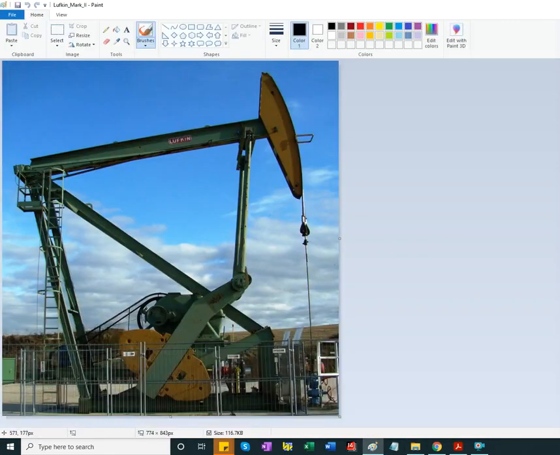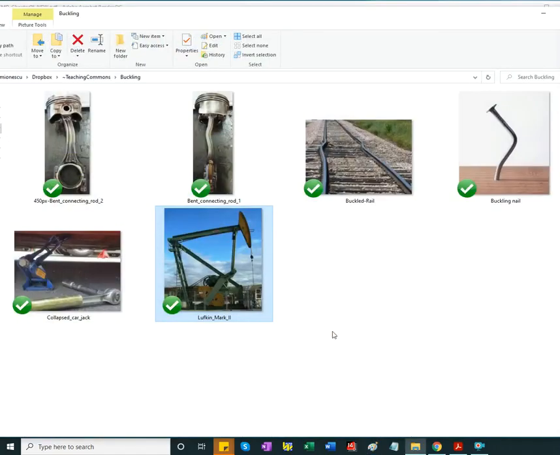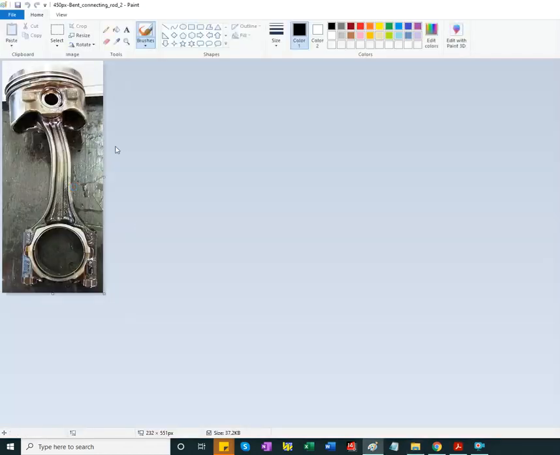An example of application where we have slender elements in compression would be the Mark II pump jack. And in order to lift the sucker rod, which can be hundreds if not thousands of feet long and very heavy, these two links, they run in parallel, are in compression, and you would be concerned not to buckle them.